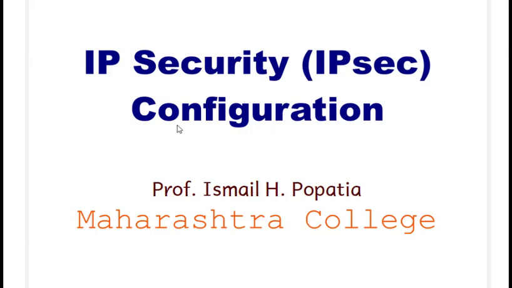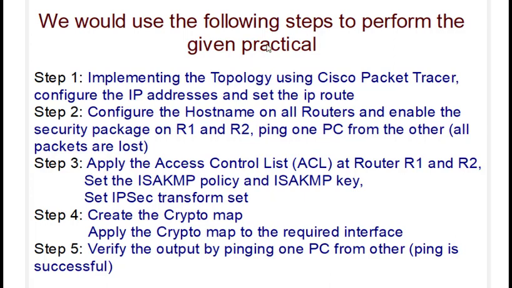In this session, we'll be doing the IP security configuration. So, we'll be doing this practical in some steps. The first step would be implementing the topology using Cisco Packet Tracer. We'll use a topology and then we'll configure the IP addresses and set the IP route.